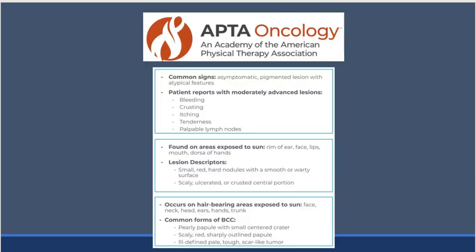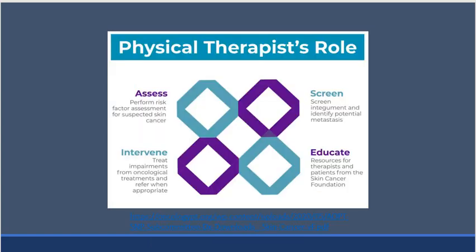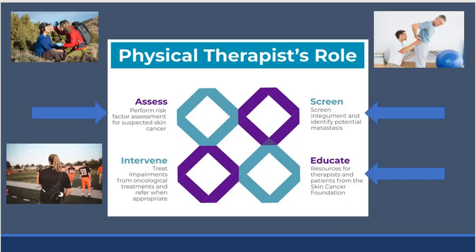So what role should we play? Well, through your searching, you may have found the ABTA Oncology section, and they provide educational resources, things to look for in our patients for screening for skin cancer. And when we really have a role of assessing, screening, and educating, those are the main ones. We wouldn't really intervene unless after the fact.